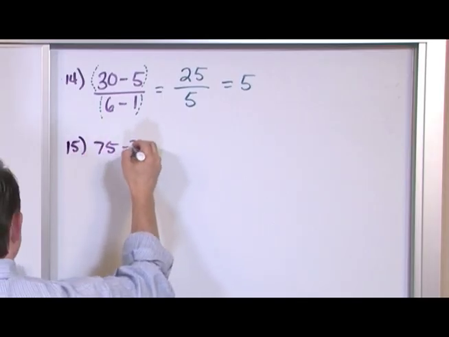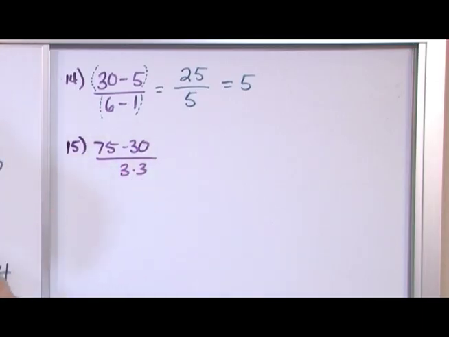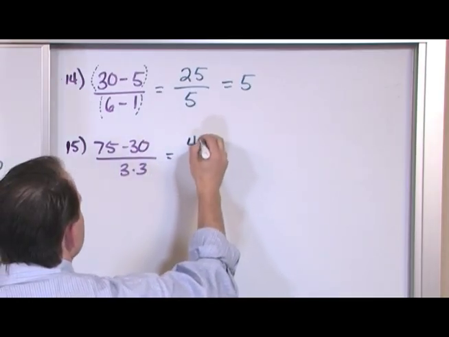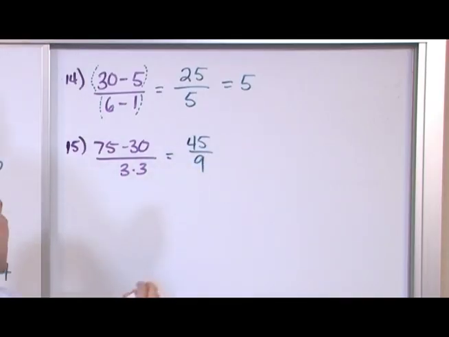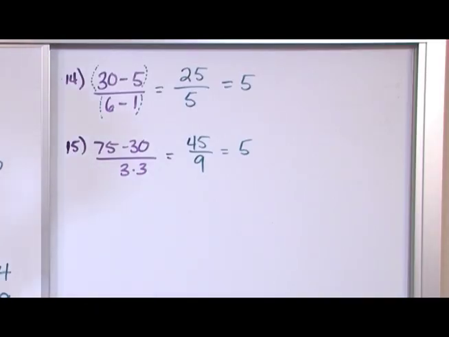75 minus 30, divided by 3 times 3. So it's the same thing. When you see a fraction like this, you pretend that there's an invisible parenthesis around the top and an invisible parenthesis around the bottom. So we do them just like you'd think. 75 minus 30 on the top is 45. And then on the bottom, 3 times 3 is 9. So you do that separately. Now, 45 divided by 9 is 5. That's the answer. So you see, it looks complicated, but once you know what to do, it's not complicated at all.